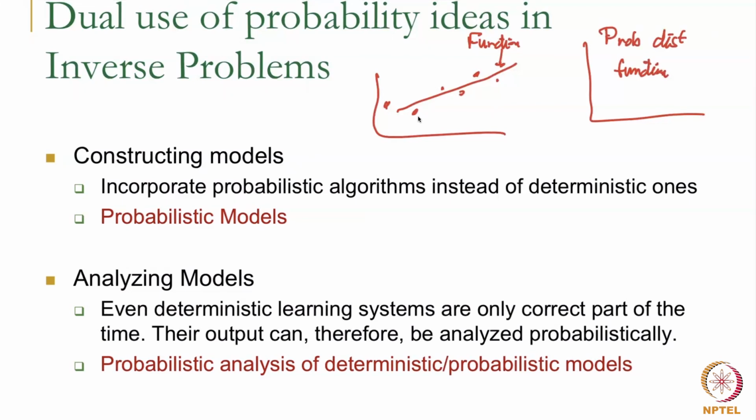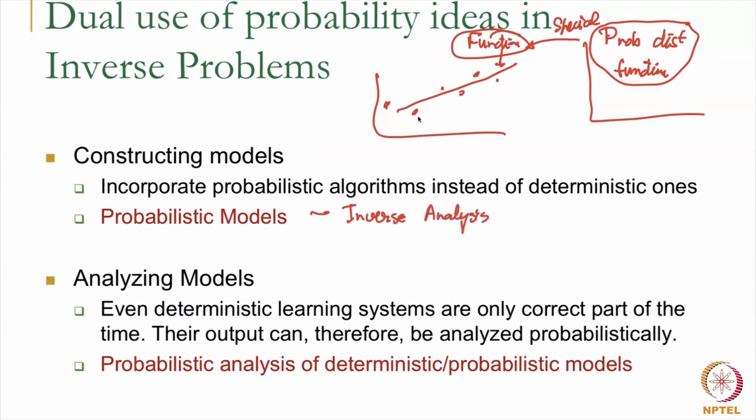Now, this is a slightly different approach. What turns out is the function approach is a special case of the probability distribution function. In fact, you can show that in some sense, the mean of this probabilistic distribution is what appears as the function in what we looked at in the last 4 or 5 weeks. Okay. So one way in which we use probability theory is to construct or to make such models and then use them for inverse analysis.